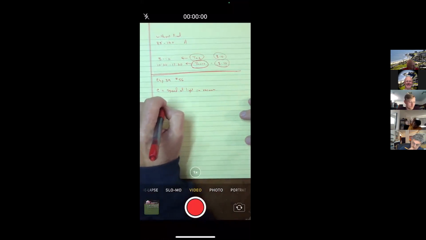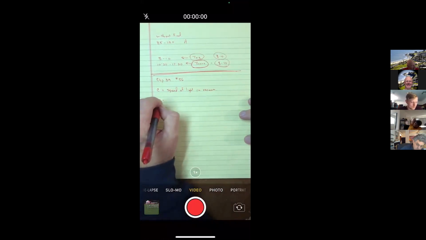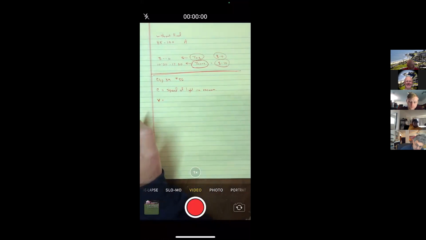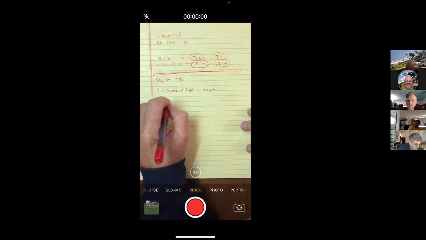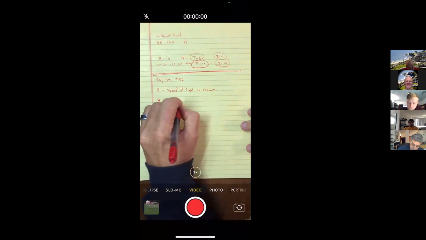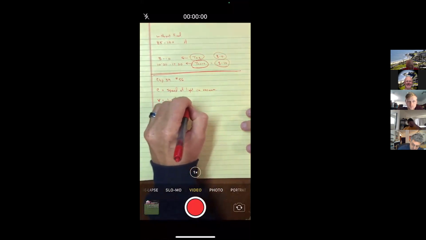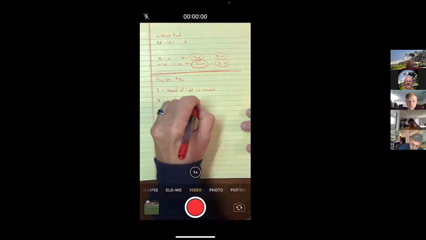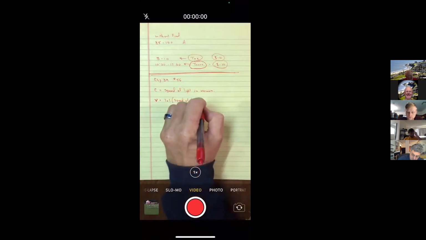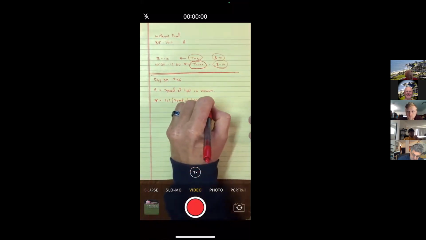So let me start with that. So they're saying the speed, v, is 10% faster. So I'm going to go 10% faster. So 1.1 times the speed of light in water.